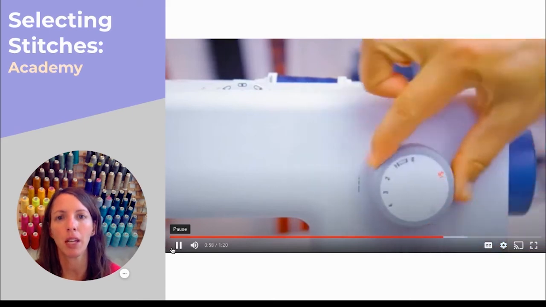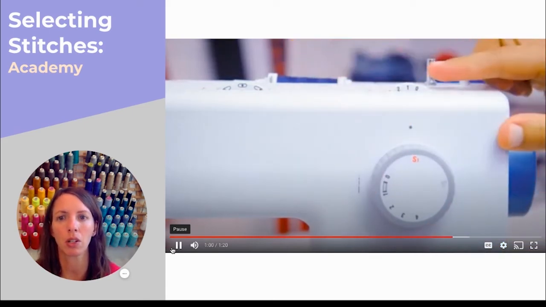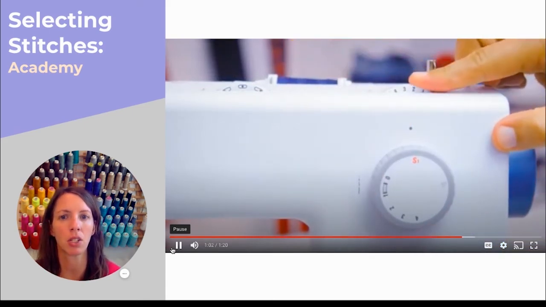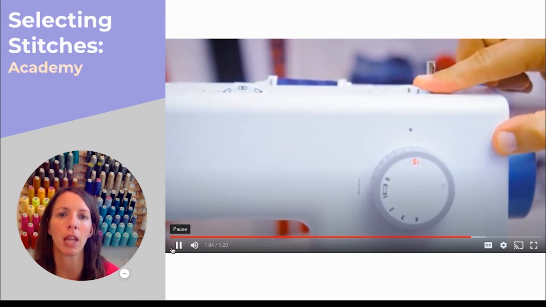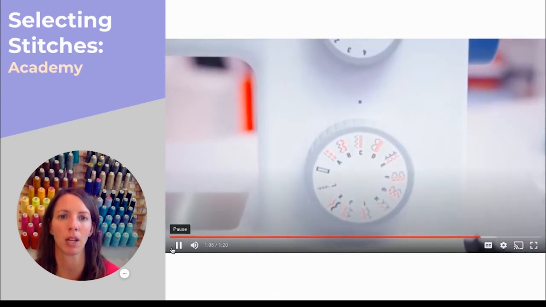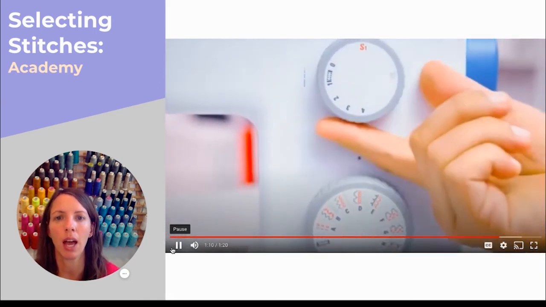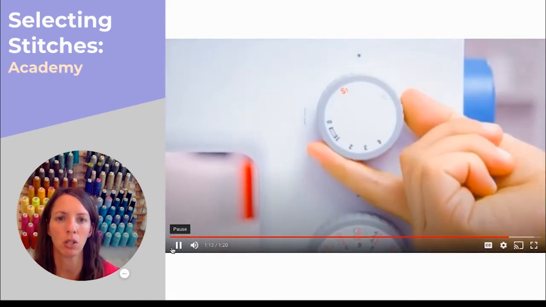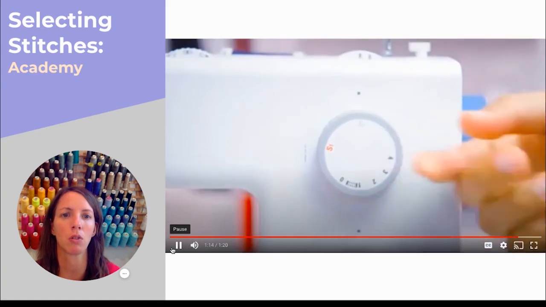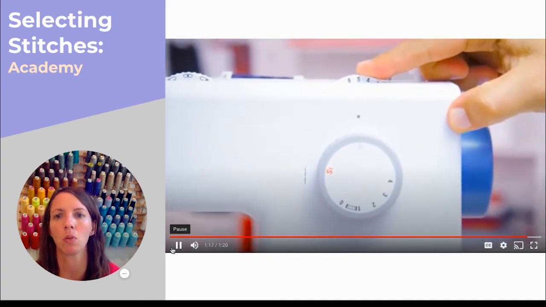To select your secondary stitches, move the stitch selector dial to your desired stitch letter, and then you're going to move the stitch length dial to the red S for your secondary 1 stitches. Adjust your width as needed, and for your secondary 2 stitches, move the stitch length dial to the gray S2 and adjust your width as needed again.